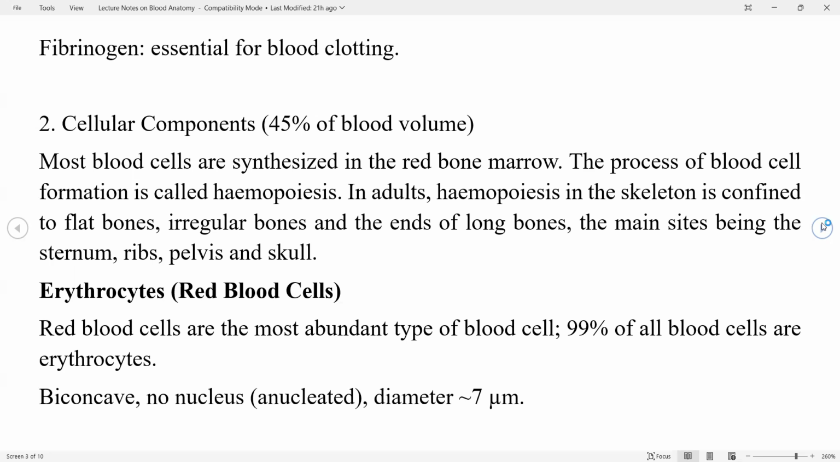Red blood cells are biconcave. That's the shape, biconcave. Mature red blood cells have no nucleus, so they are anucleated. The diameter is about 7 micrometers.